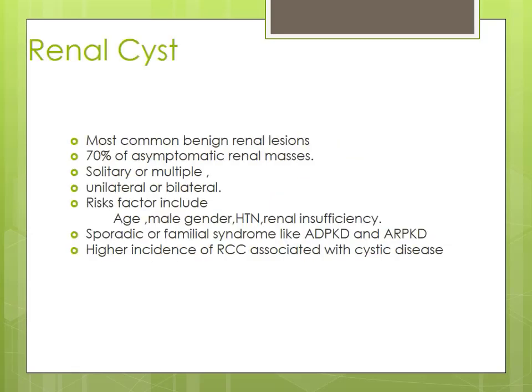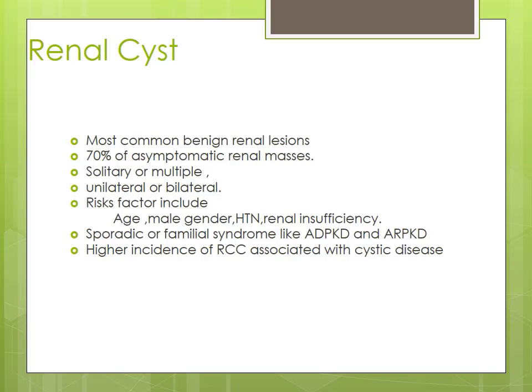First, starting with the renal cyst. Renal cysts are the most common benign renal lesion. 70% of the renal cysts are asymptomatic. They can be solitary or multiple. They can be unilateral or bilateral as well. Risk factors for renal cyst formation include age, male gender, hypertension, and renal insufficiency.